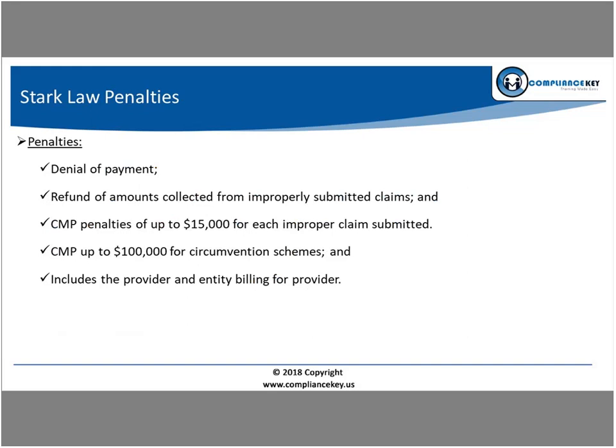In terms of penalties under Stark, denial of payment, refunds of amounts collected from improperly submitted claims. There are civil monetary penalties of up to $15,000 for each improper claim submitted. Up to $100,000 for circumvention schemes, which essentially means that you knew that you were violating the Stark Law, but you did it anyway. And then just also note that it includes both the provider that's providing the DHS services as well as the entity that's billing for the provider that's providing DHS services.